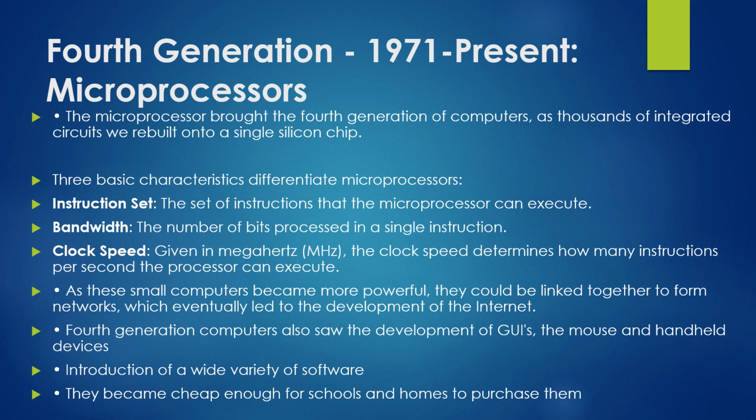As these smaller computers became more powerful, they could be linked together to form networks, which eventually led to the development of the internet. The fourth generation computers also saw the development of GUIs, or graphical user interfaces, the mouse, and handheld devices. It also brought in a wide variety of software. The computers also became cheap enough for schools and homes to purchase.